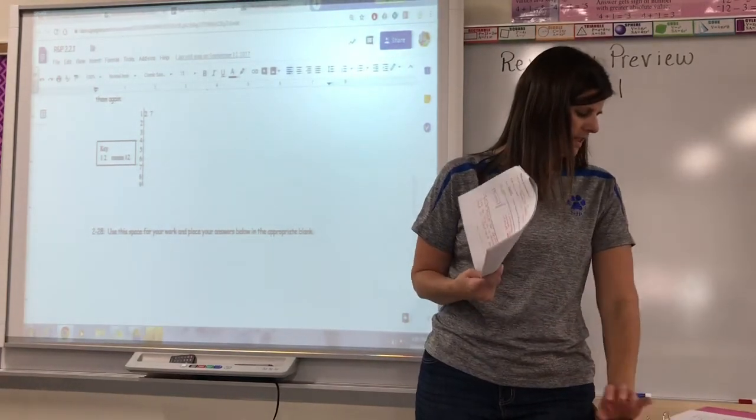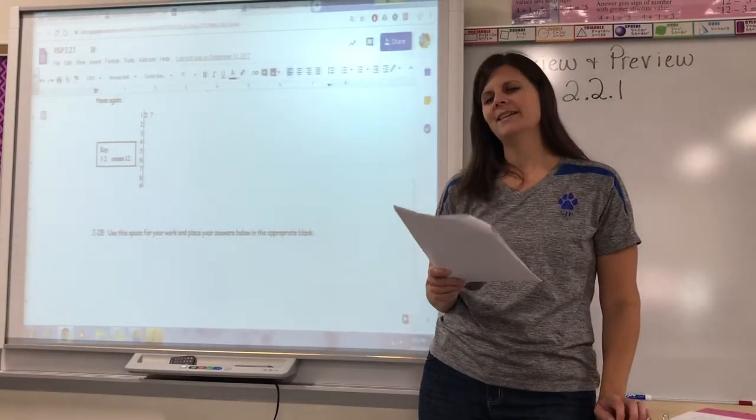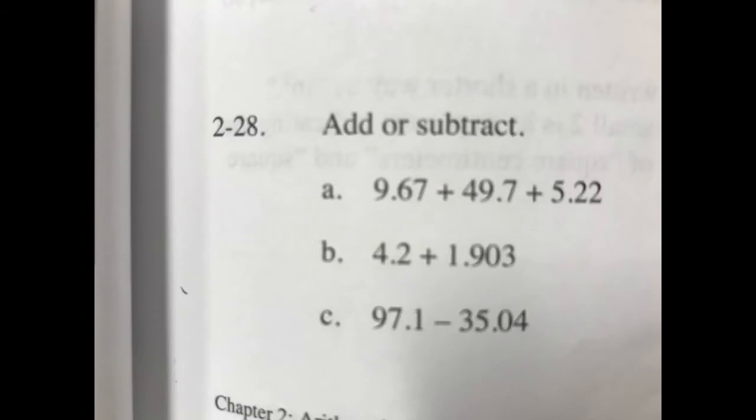Last question, number 28. We talked about this on the last review and preview. You've got some decimals that you're either adding or subtracting. So you're going to get tired of hearing me say this, but the biggest thing you have to start by doing is lining up your digits and your decimal points. Make sure you include the operation symbol.